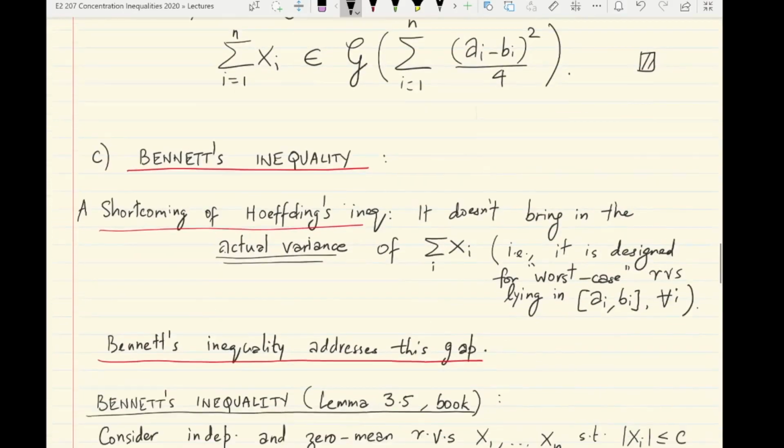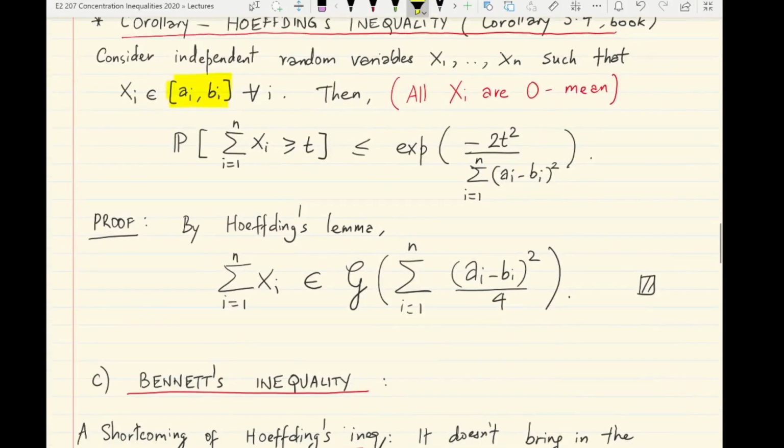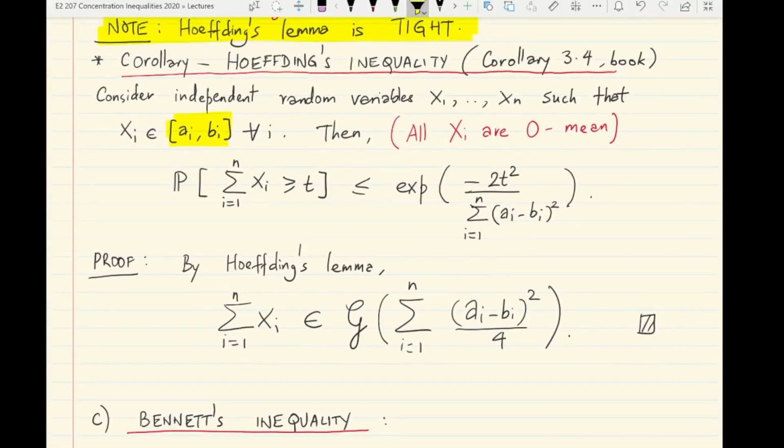So we'll now move on to proving what is called Bennett's inequality, which can be motivated by the observation that if you stare a little closely into Hoeffding's inequality, there's one issue or a weak point in Hoeffding's inequality. It's that it doesn't bring in the actual variance of the sum of all these xi's or the variance of, let's say, each of these random variables. So there's no dependence here. If you look at Hoeffding's inequality, there's really no dependence here on the actual variance of each xi. There's only a dependence in the worst case sense on the complete range of ai and bi.